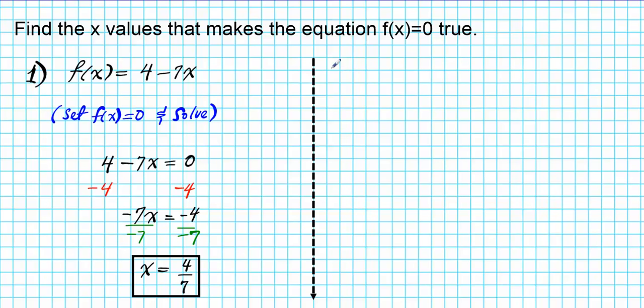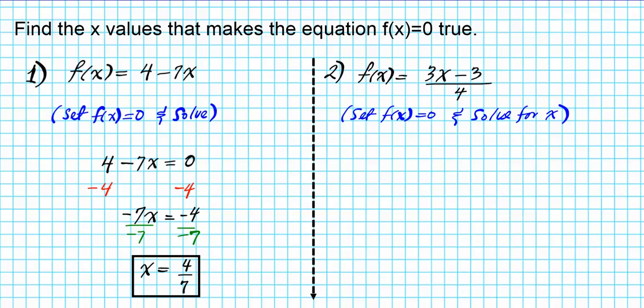All right, let's take a look at question 2. Now, what if we have the function f of x equals 3x minus 3 over 4. Instructions are still the same. What values of x will make f of x equal 0 true? So we're going to follow the same steps. We're going to set the function equal to 0 and solve. Okay, we're going to be solving for x. That's the independent variable in this function. So let's go ahead and do that.